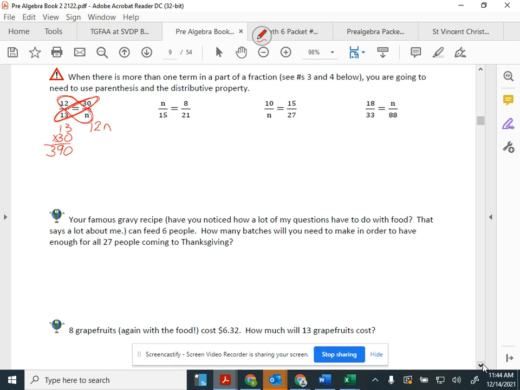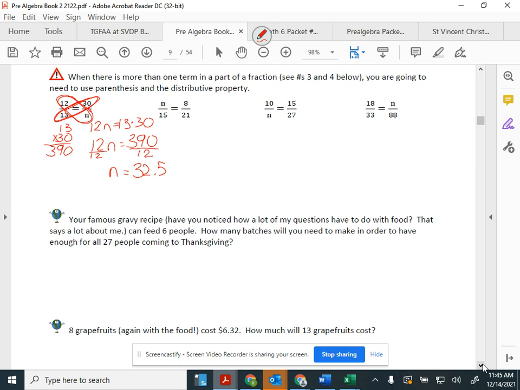So what 12n equals is the same as 13 times 30, right? They're supposed to be equal to each other. So if we know 13 times 30 is 390, to get n by itself, we need to divide by 12. So what's 390 divided by 12? 32.5.